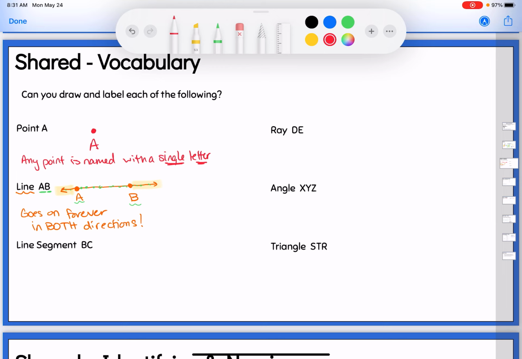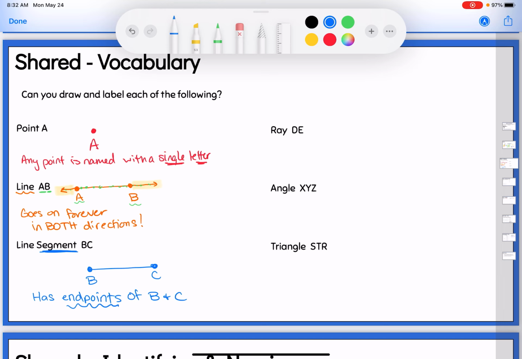All right, now the next one is line segment AB. Line segment, or sometimes we just call it a segment, BC. This means that there are endpoints, right? So the endpoints are B and C. So a segment has endpoints, and if I'm calling it segment BC, it has to have endpoints of B and C. So it has to have those letters on the ends. That's the big idea with a segment. So a segment has to have the endpoint. So it does not go on forever.